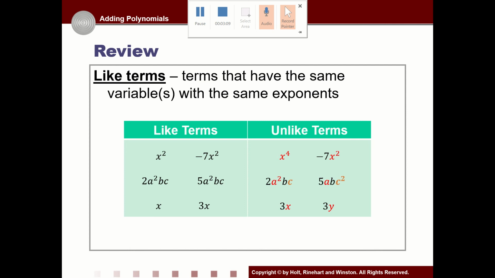And then finally, the last row there, like terms, x and 3x. If I were to add those together, x plus 3x would give me 4x. If I were to subtract them, x minus 3x would give me negative 2x.